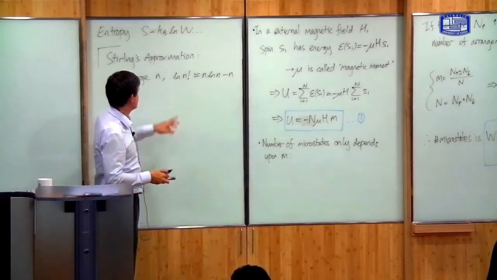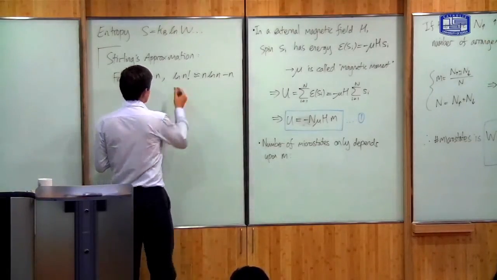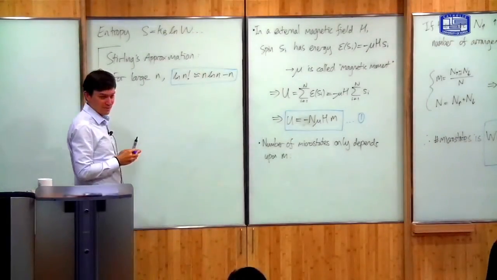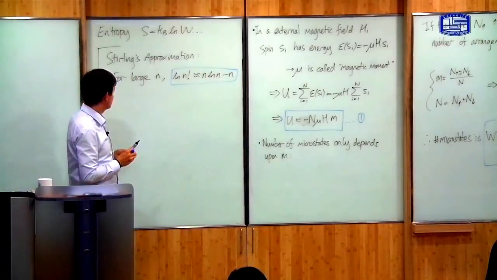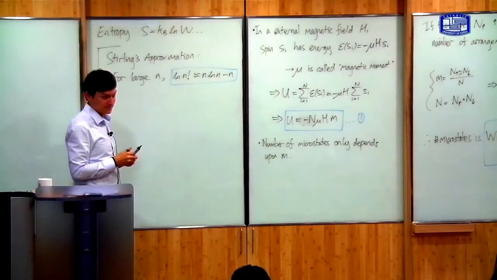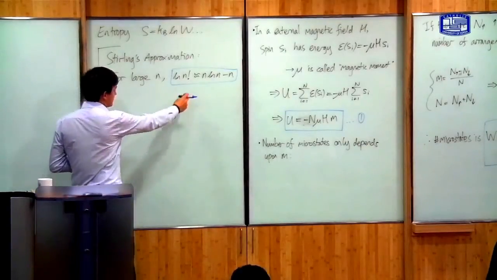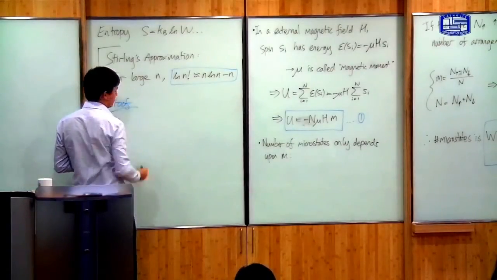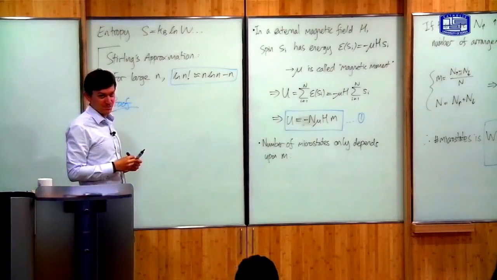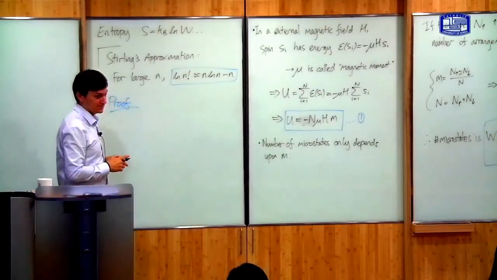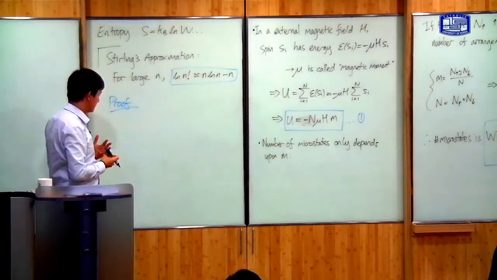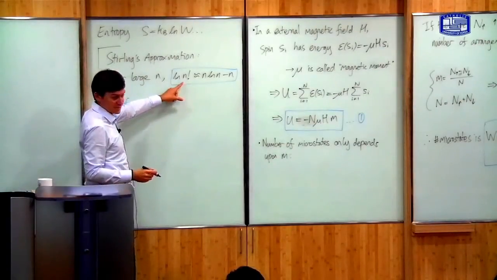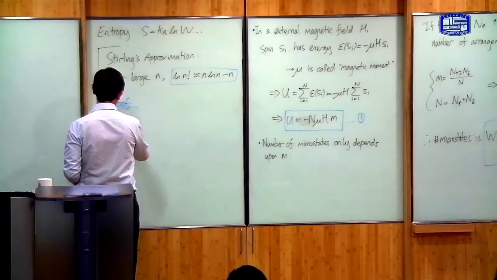Okay. And we can use this result to simplify the formula for the entropy. This approximation, by the way, is quite useful, and it's quite easy to prove. So if you haven't seen it before, let me just quickly prove it. The idea is you relate a sum to an integral. This is a sum, and we can show that the right-hand side is equal to an integral.